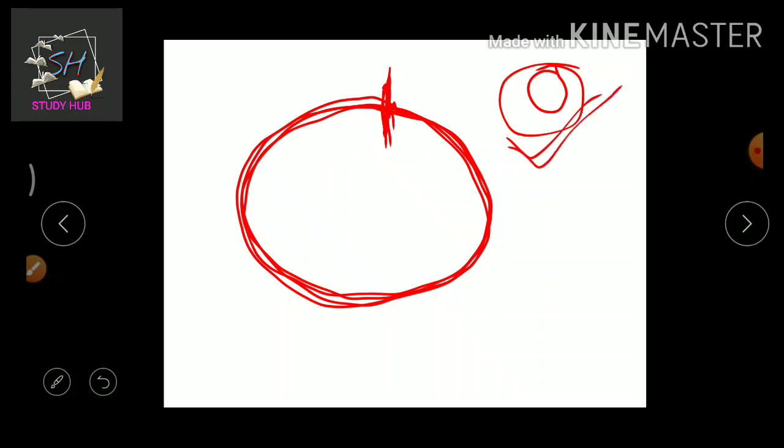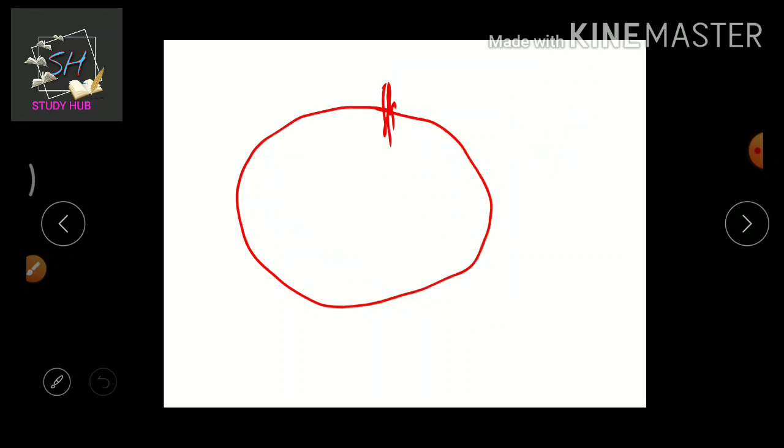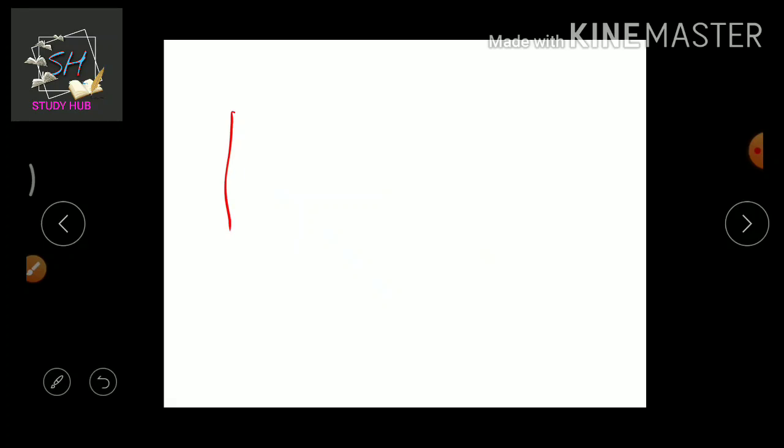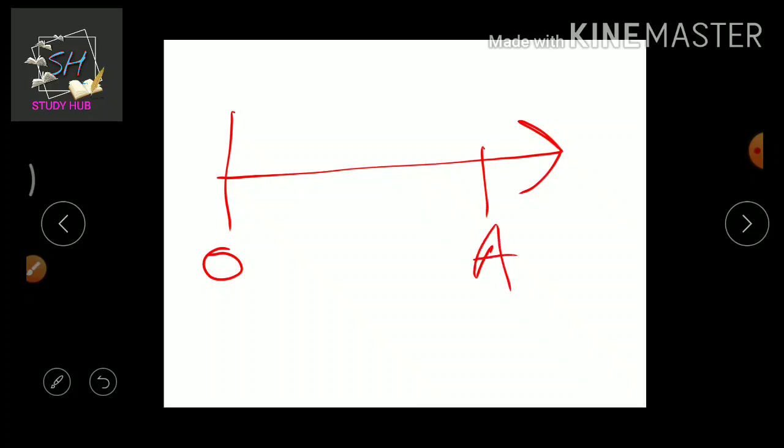Displacement can be 0, but distance cannot be 0. And displacement is always less than or equal to distance. Now what is the equal case for distance and displacement? Let's take an example. Suppose an object is moving from O to A, and this is the only path. Then here the distance is OA as well as the displacement is also OA. In that case, the distance and the displacement are the same. So when an object moves along a straight line, then distance and displacement are the same.